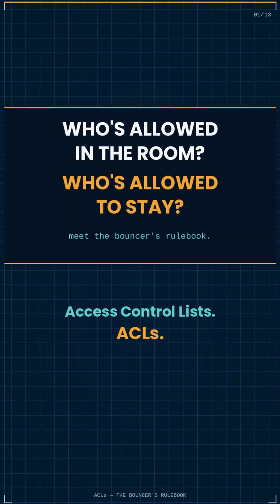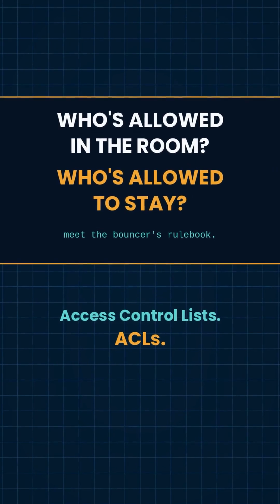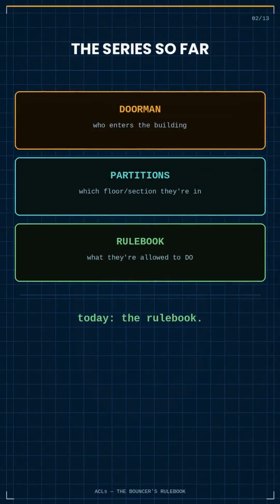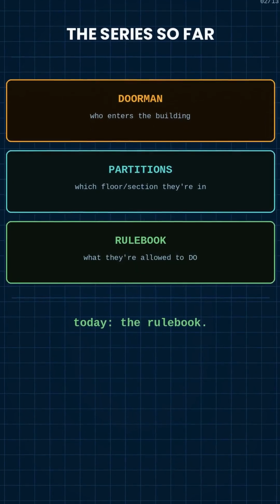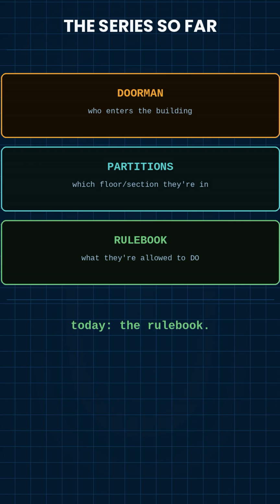We've had a doorman checking who's allowed into the building. We've had walls dividing the floors into partitions. But once someone is actually inside, walking the halls, who decides what they're allowed to do next? That's the bouncer's rulebook. And in networking, that rulebook is called an access control list, an ACL.